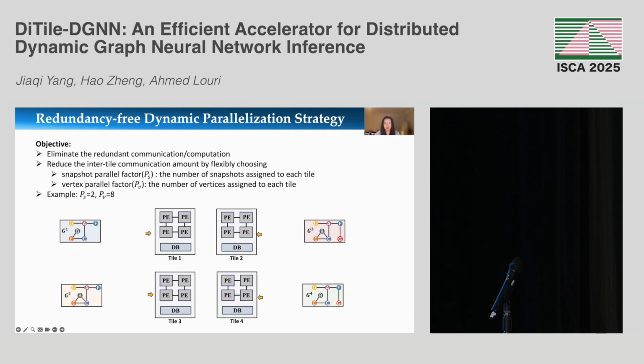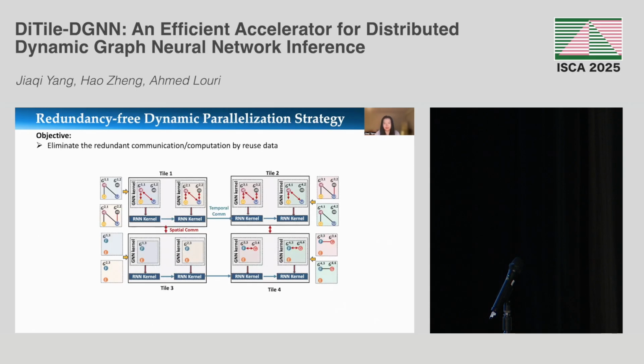Here is a simple example. Let's say we choose PS equal to 2 and PV equal to 8. This means each snapshot is split into two parts. Each tile is assigned to process two snapshot subsets, covering a total of 8 vertices.